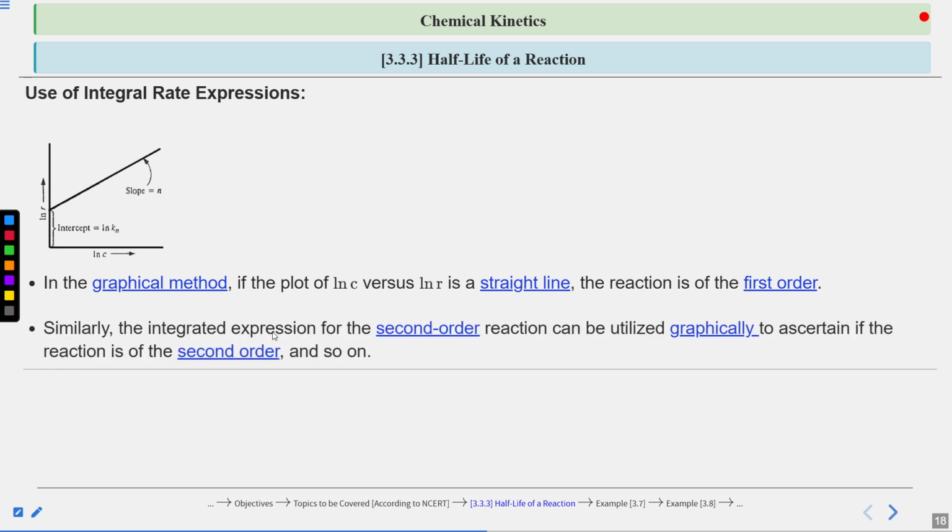Similarly, the integrated expression for the second order reaction can be utilized graphically to ascertain if the reaction is of second order. So, if you want to use the integrated expression for the second order reaction, you can use it graphically to ascertain if the reaction is of second order or not.